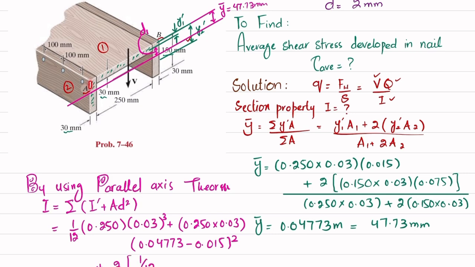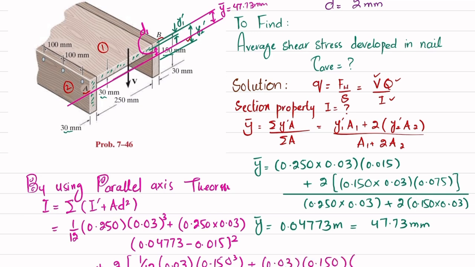Now we will calculate the moment of inertia for this one. Its breadth is 30 millimeter and height is 150 millimeter. So 1 over 12, breadth is 0.03, times height 0.150, whole cube, plus area, which is 0.03 times 0.150, times d square. Now what is d square?